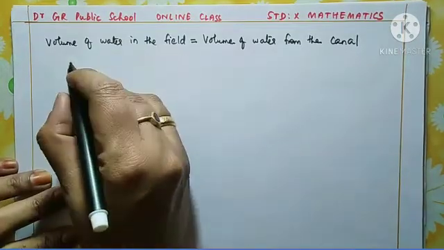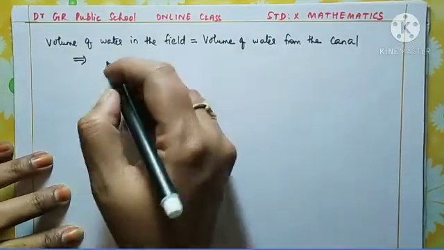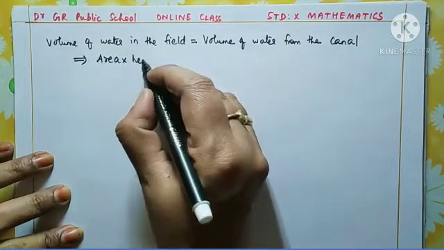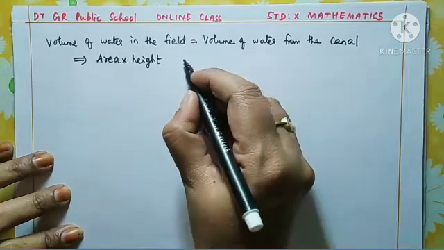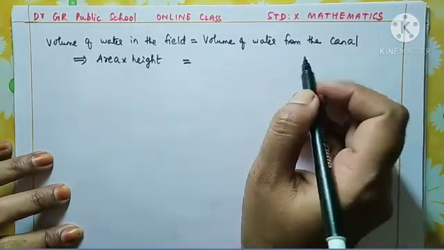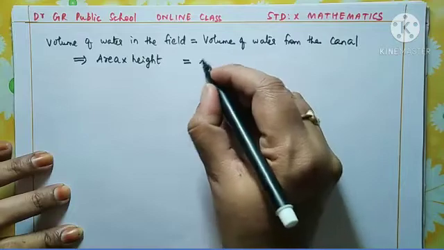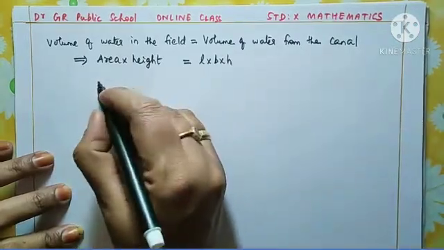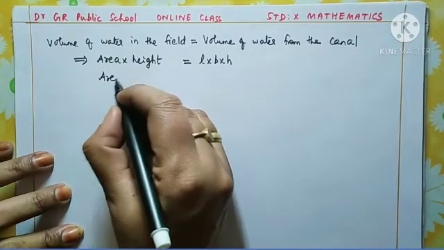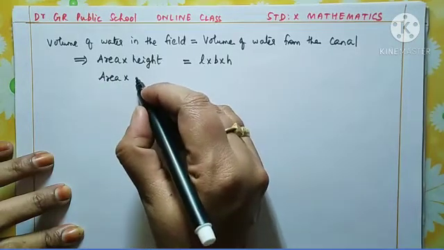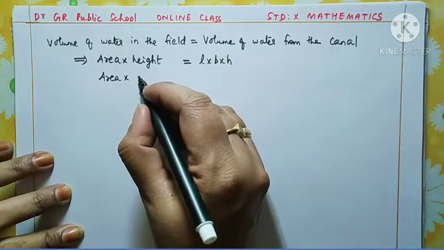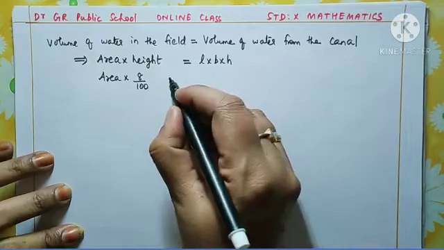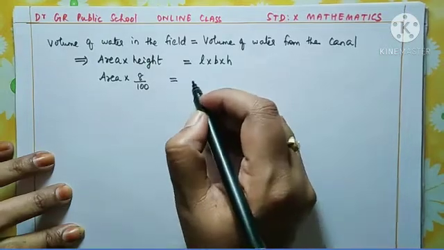Yes, this implies volume of water in the field. We can write area into height equal to volume of water from the canal, because we considered cuboid shape, L into B into H. Now we can substitute all the values. Area we need to find out into height of standing water, 8 centimeters. We converted into meter, 8 by 100 meters, equal to L into B into H.